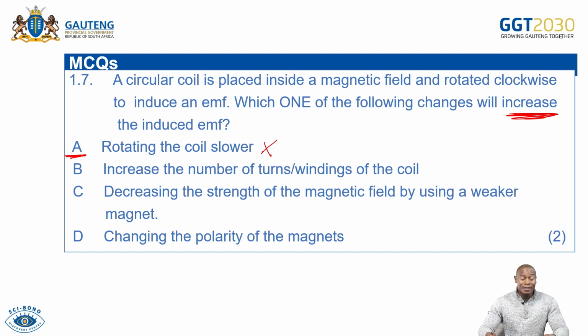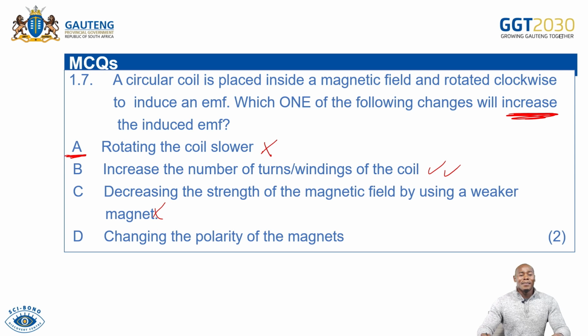Right, so let's look at B. Increase the number of turns or windings of the coil. So if you increase the number of turns or windings of a coil, then the EMF that is induced in that coil is going to do what? To increase. So the option B is correct. Decreasing the strength of the magnetic field by using a weaker magnet. If we use a weaker magnet, the amount of EMF that is induced in that coil is going to be what? Less, or it's going to decrease. So we can't decrease the strength of the magnetic field if we want to increase the amount of EMF that is induced in that coil. So this is out also.